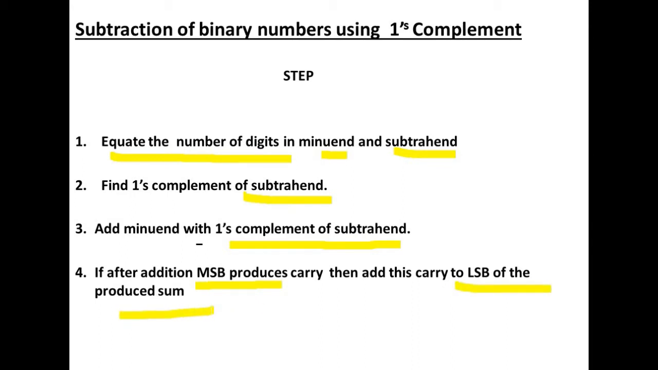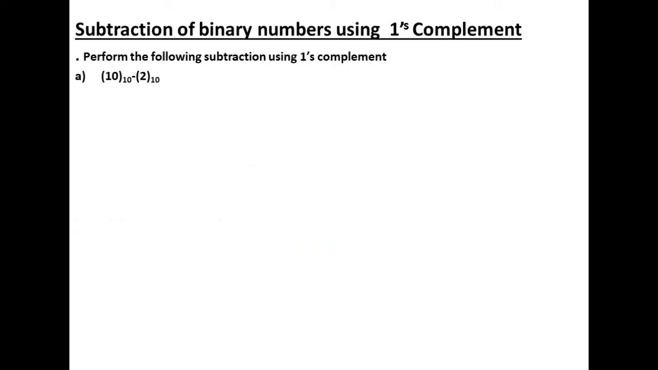Let us understand these steps with the help of an example. Here we have to subtract two numbers, 10 minus 2. Both numbers are given in the decimal system. And as I had already told you, the 1's complement and 2's complement methods are used only for binary numbers. It means we have to convert these decimal numbers into their equivalent binary numbers.